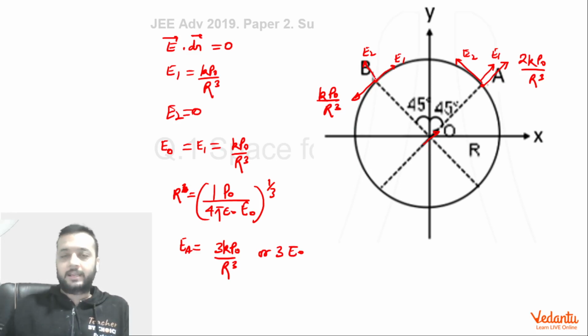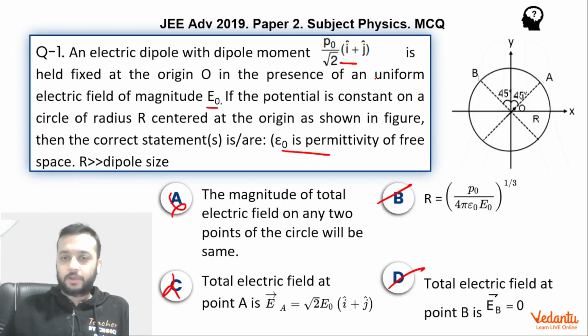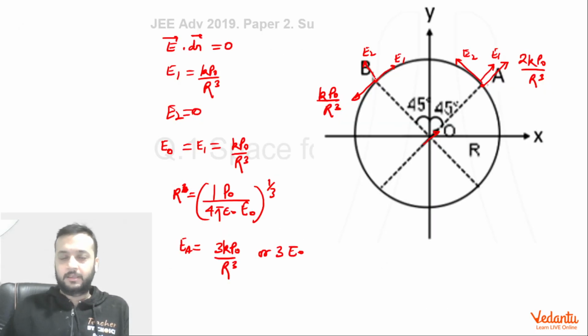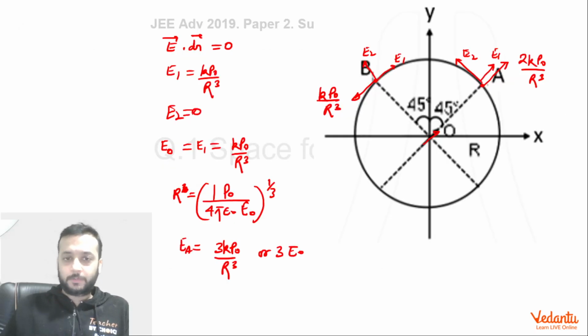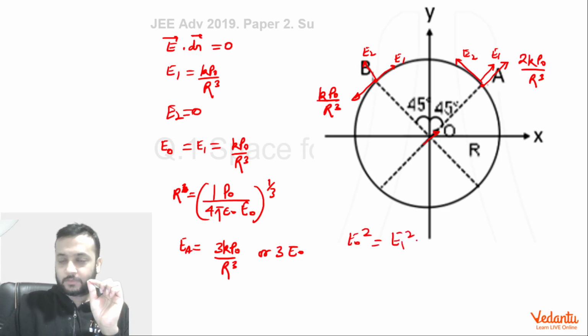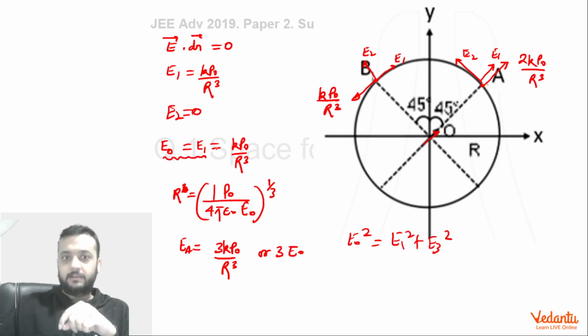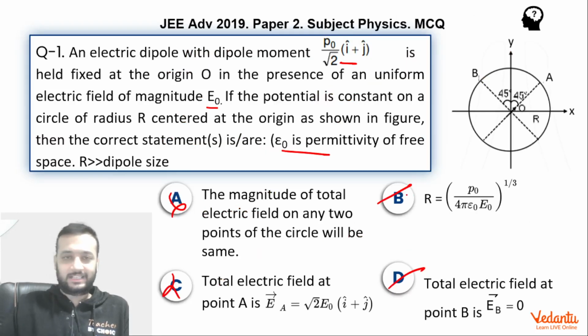But if you assume like that, then you will not get any option right. None of the options will be correct, because anyway A and C are wrong. And for B, we will not be able to write this equation, because in that case E naught was the total magnitude. So E naught square will be equal to E1 square plus E3 square. E1 will anyway be equal to this, but E naught will not be equal to E1, because E naught square will be E1 square plus E3 square. So we will not be able to conclude option B, right?